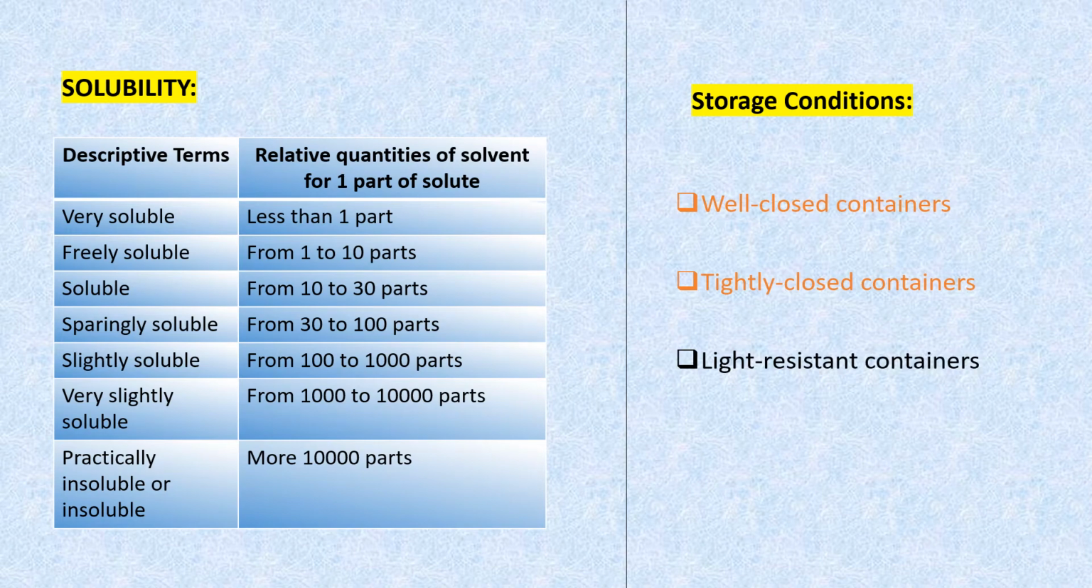The next one comes, that is light resistant containers. It means the drug or a substance is affected by a light, therefore you have to store in amber color or dark color bottles.